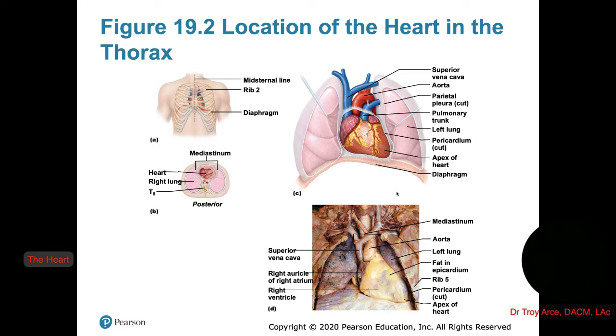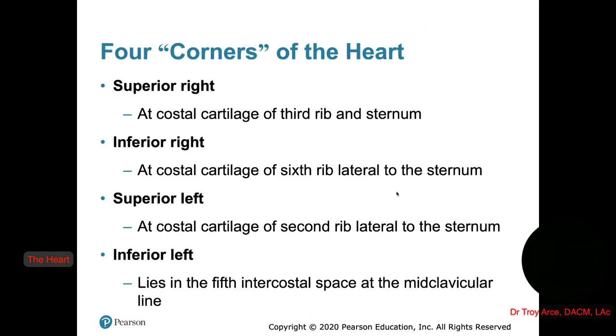This is the location of the heart in the thorax. Again, the largest organ in the mediastinum. The four corners of the heart: you have your superior right at the costal cartilage of the third rib and the sternum. The inferior right is at the costal cartilage of the sixth rib and lateral to the sternum.